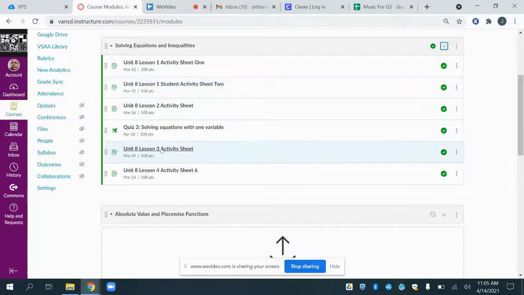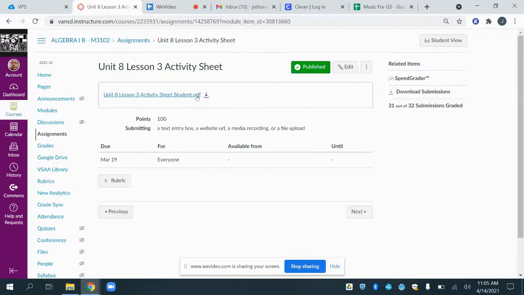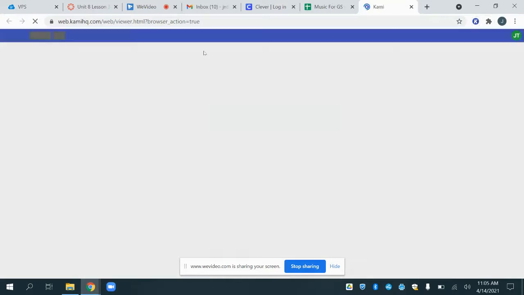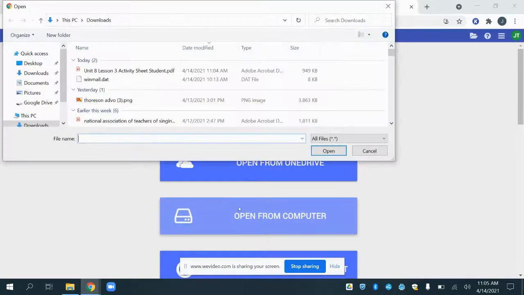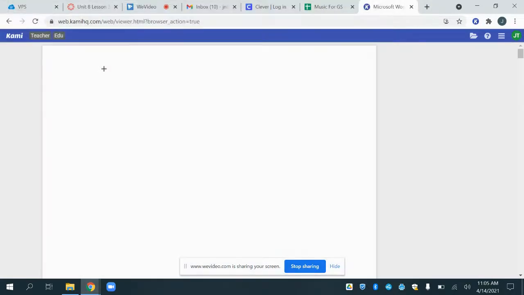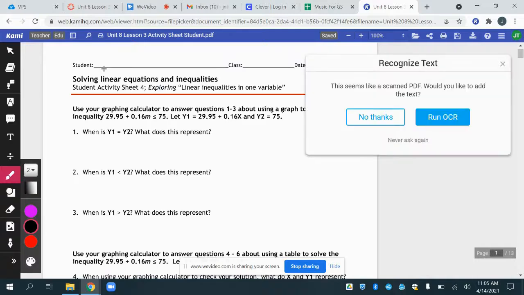All right, folks, we're going to continue with lesson 3. The lesson 3 activity sheet. You click on here and it'll show this, and later it'll show the video down here below. I've already downloaded it, so I'm going to click Kami and open it up. Here's what it looks like.